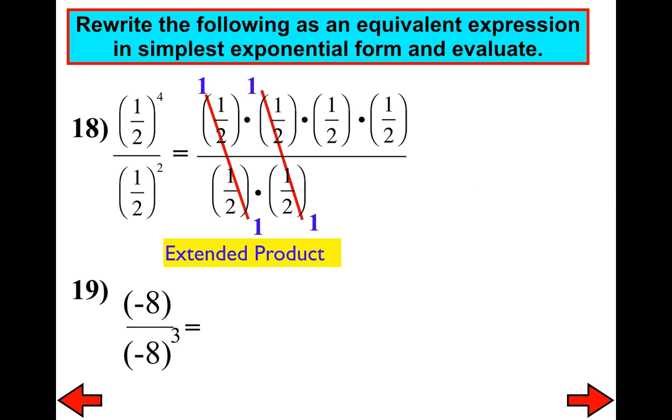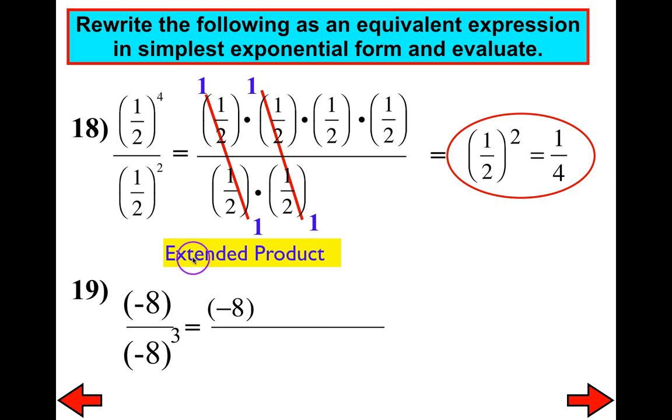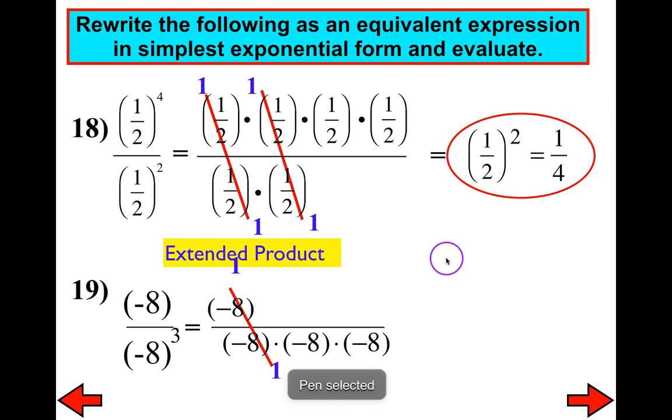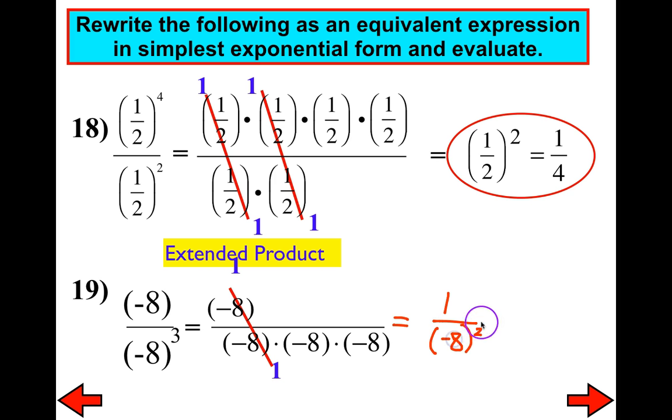So let's keep it moving. Now here, negative 8, we write it once because there's technically a 1 here. Then we have to write it 3 times in our denominator. I'm going to cross cancel. And that's all I can do. So now I'm going to go ahead, like I asked you before, write it as a fraction. There's a 1 in the denominator this time. And here, how many negative 8s are there? There are 2. Making sure I include those parentheses.